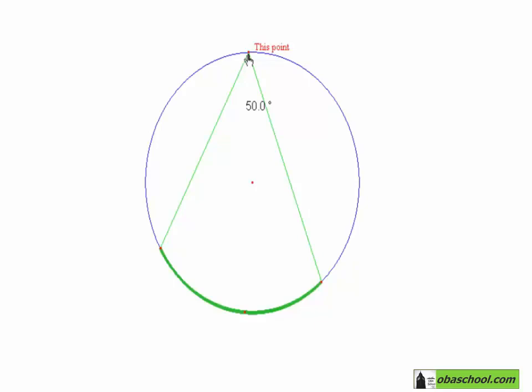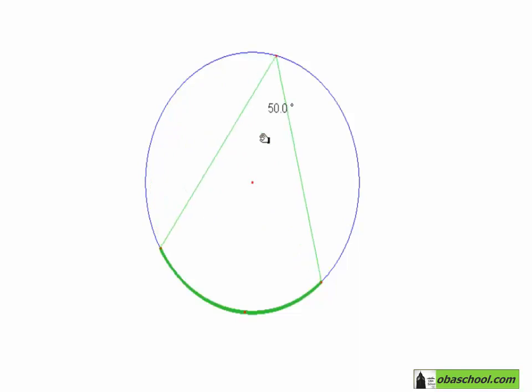We can see the angle here standing on the arc is 50 degrees. Our first theorem told us that anywhere we move this, provided it's on the blue major arc, the angle will stay as 50 degrees.